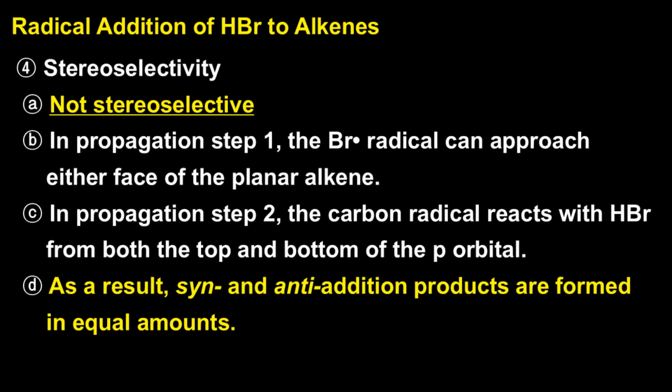Now, what about stereochemistry? Well, here's the thing. This reaction is not stereoselective. In the first propagation step, the bromine radical can approach the alkene from either face, top or bottom. And in the second step, the carbon radical that forms is planar, so HBr can also attack from either direction along the p orbital. So in the end, you get a mixture of syn and anti-addition products, and they form in roughly equal amounts. In other words, there's no strong preference. Both outcomes are equally likely. And that's pretty common for radical mechanisms, since the intermediates are usually flat and symmetric.